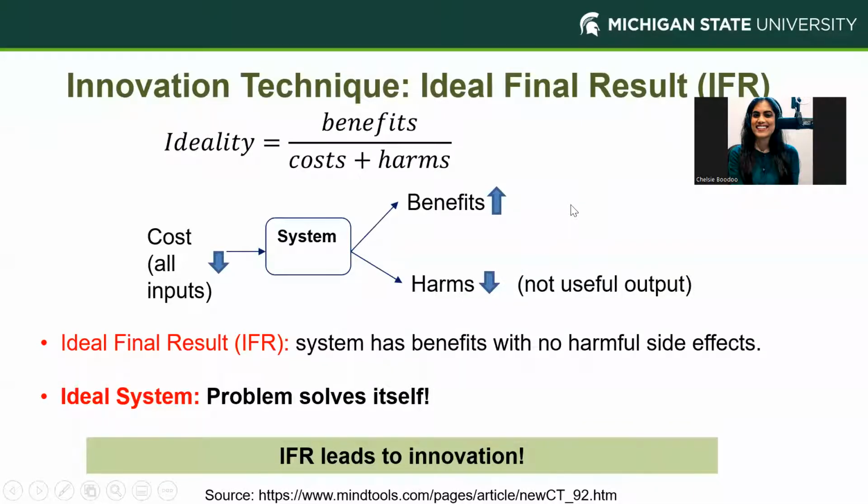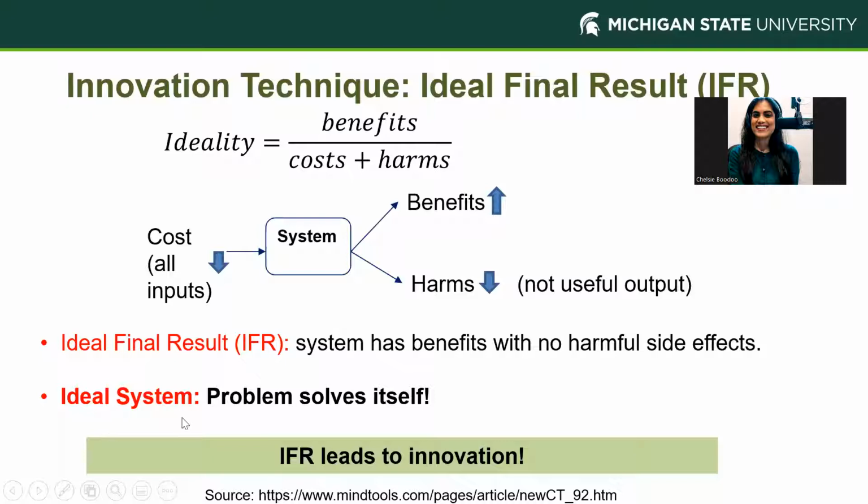And then there's the other one. We call that the ideal final result. So the ideal final result is also related to ideality, where you want to maximize your benefit and minimize your harm. And the ideal final result is to basically start from practically the impossible.